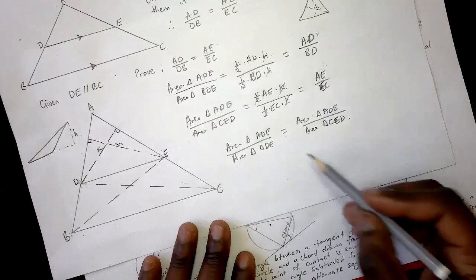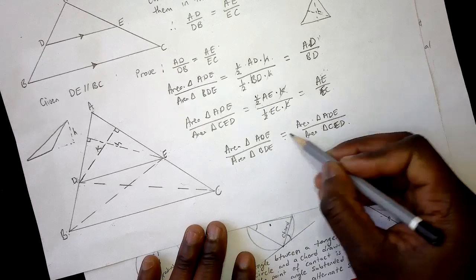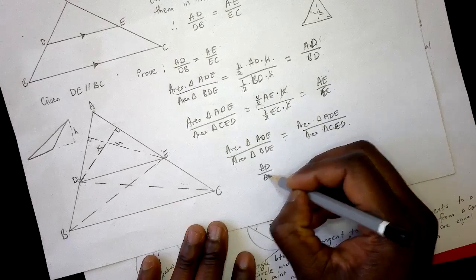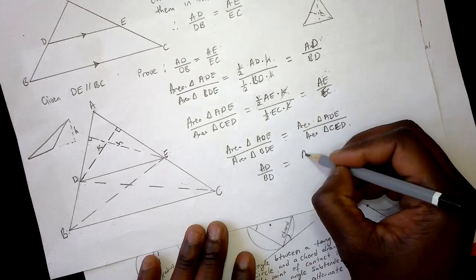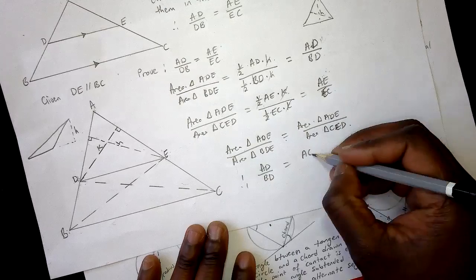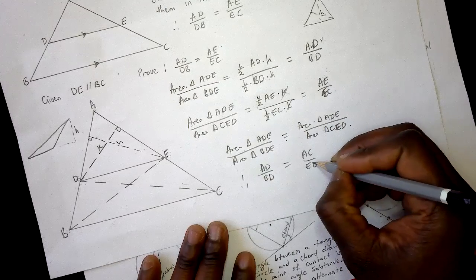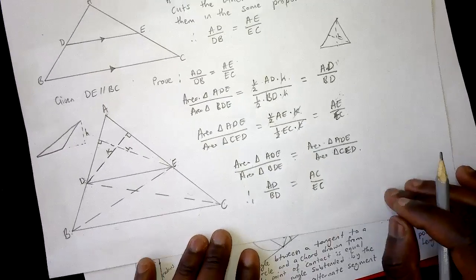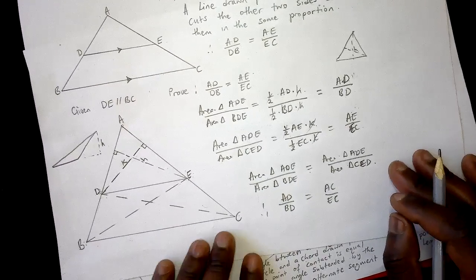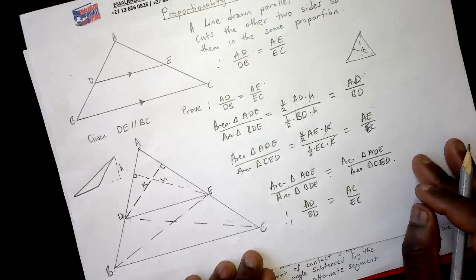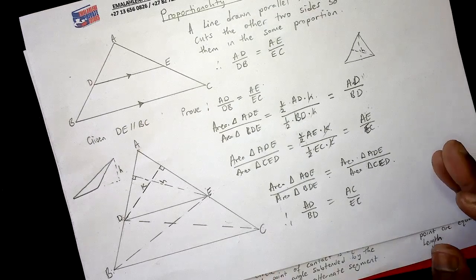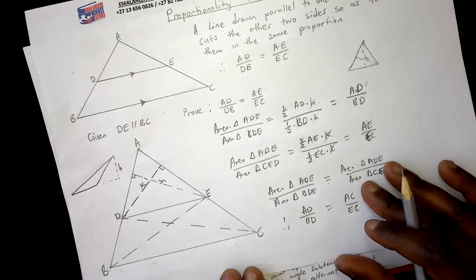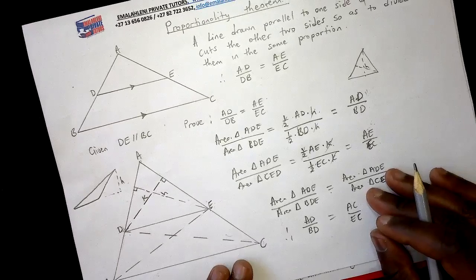From there, we know that AD over BD should be equal to AE over EC. Proven. So that's how you prove this theorem, the proportionality theorem. We're going to prove some of the other theorems also in geometry, so that you can understand how you're supposed to prove them. Okay, thank you so much.